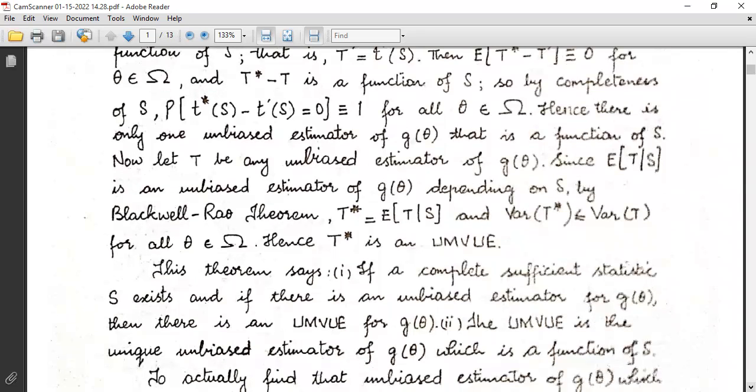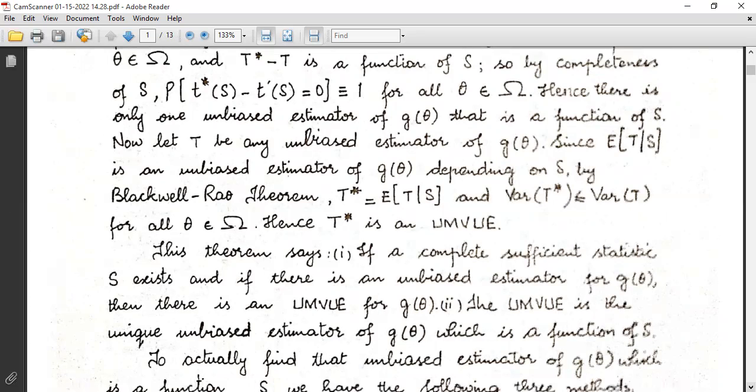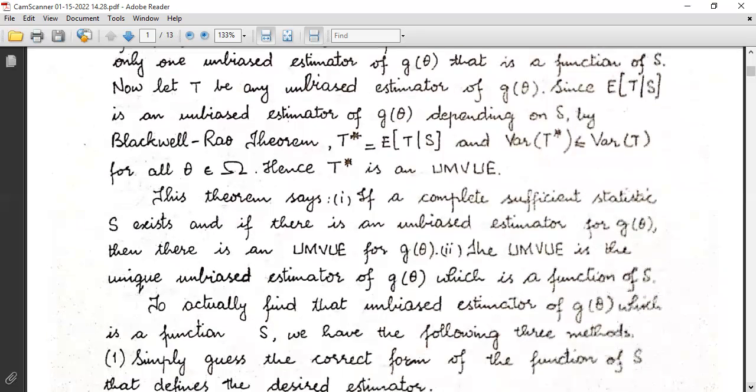Now let T be an unbiased estimator of g(theta), and since the expectation of T given S is an unbiased estimator of g(theta) depending on S, by the Rao-Blackwell theorem, T* is equal to the expectation of T given S, and the variance of T* is less than or equal to the variance of T for all theta belonging to the parameter space. Hence, T* is a minimum variance unbiased estimator.